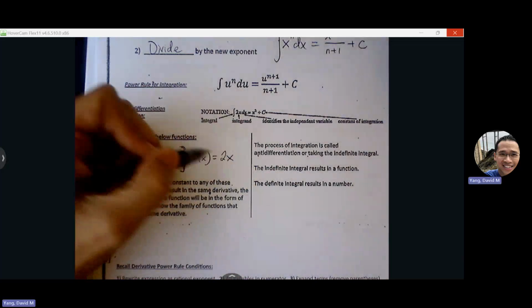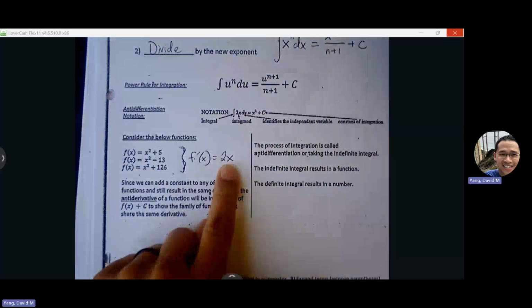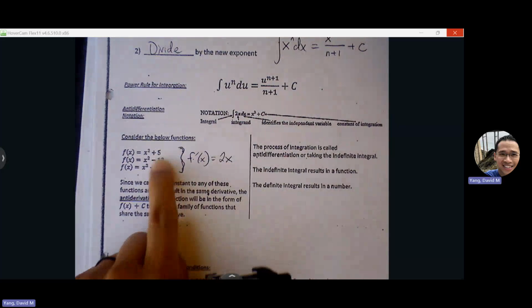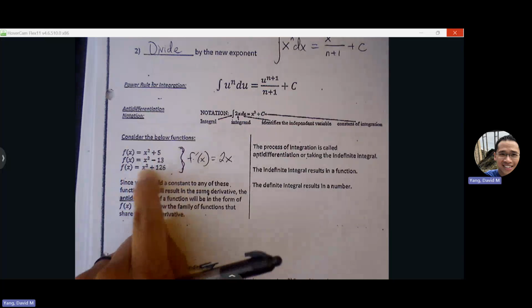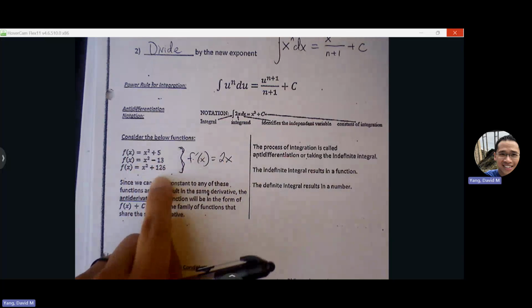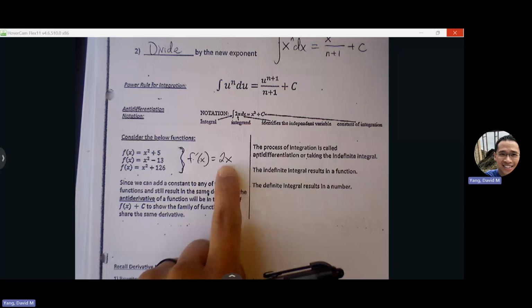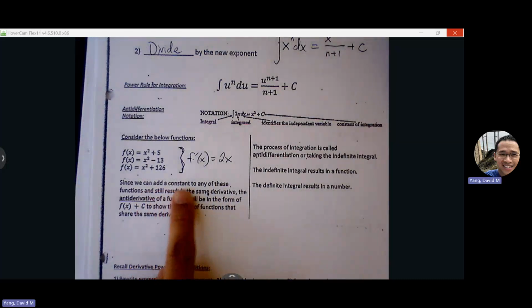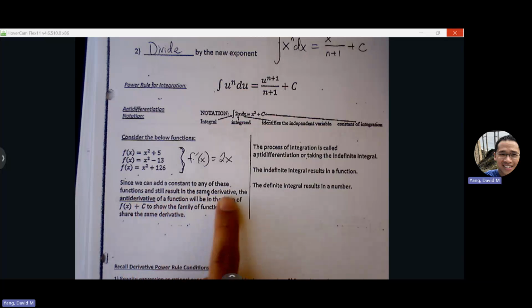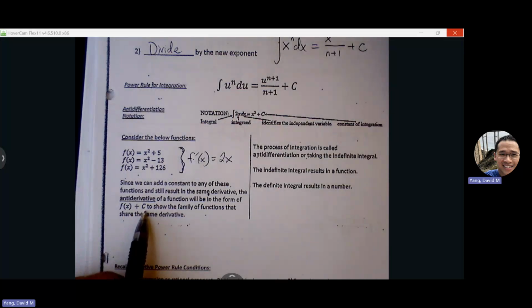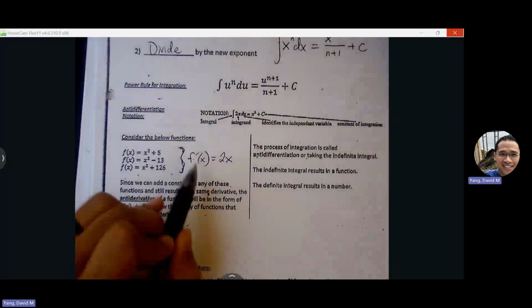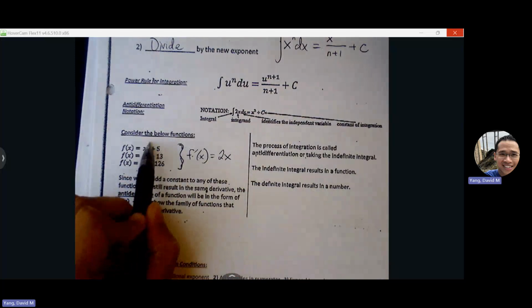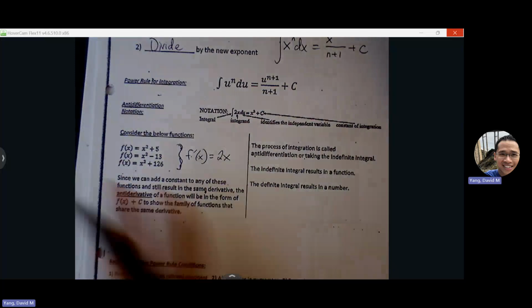Or let me ask you this. How many functions share the same derivative then? Infinite, right? As long as I have a constant, it's going to be something in that family of x squared. Anything in that family of x squared is going to share a derivative or slope behavior of 2x. So since we can add a constant to any of these functions and still result with the same derivative, the antiderivative of a function will be in the form of f of x plus c. Right? Because we have more than one function that share the same derivative. So if I want to find the antiderivative of 2x, it's x squared plus this family of functions plus c.